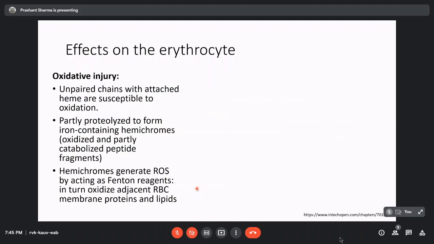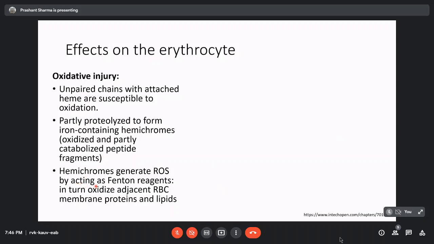So what are the effects on the erythrocyte? The major effect of the unpaired chains on the erythrocytes is oxidative injury. That's because the unpaired chains which have an attached heme are going to be susceptible to oxidation. So these oxidized alpha chains in beta thalassemia are partly proteolyzed to form iron-containing hemichrome pigments, which are basically peptide fragments which are highly reactive.